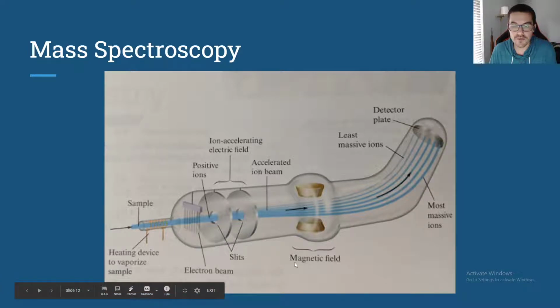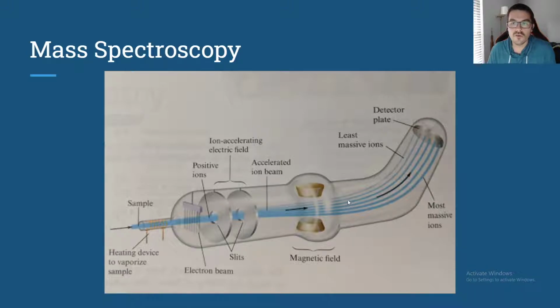So, this right here is the important part: the magnetic field. As the beam of ions goes through this magnetic field, the different isotopes of the element are going to interact with that magnetic field in a different way based on their mass. So here's how it works. The least massive or the smallest isotopes are going to be affected by the magnetic field more so than the most massive or biggest isotopes. Think of it this way, okay?